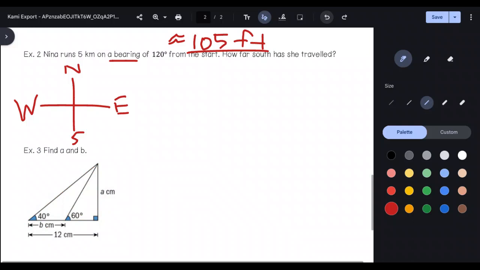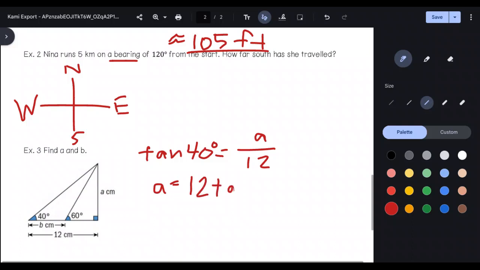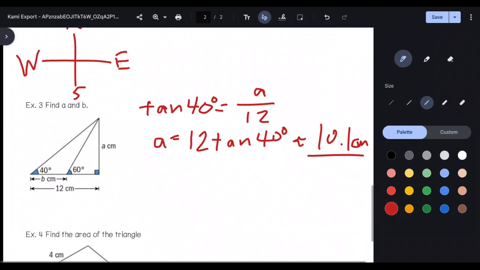And hopefully you think to use tangent. Since we're trying to find the opposite and we have the adjacent value of the 40 degrees, we can say tan 40 degrees is equal to opposite, which is A, over 12. Multiply that out, you get A equals 12 times tan 40 degrees. If you put that into your calculator, you should get that that is about 10.1 centimeters. Forget units.